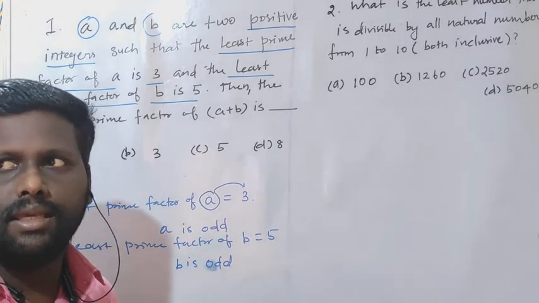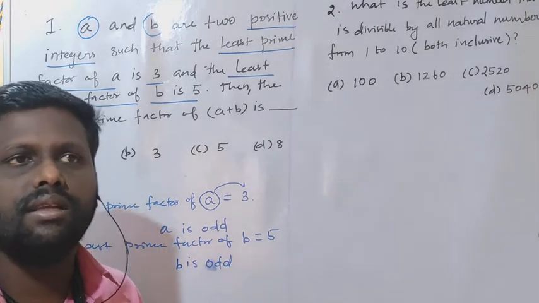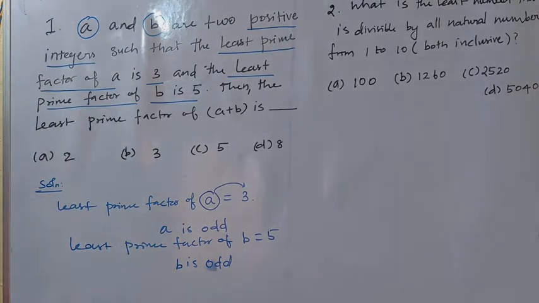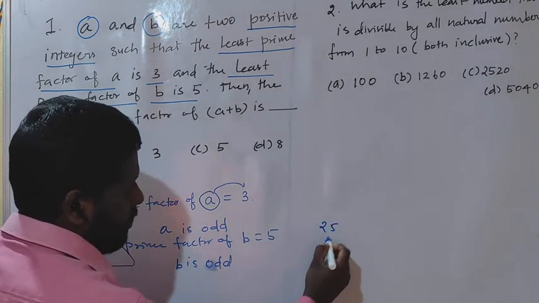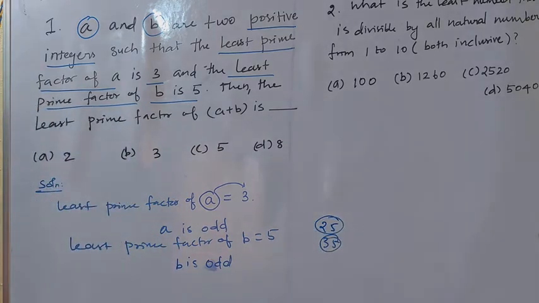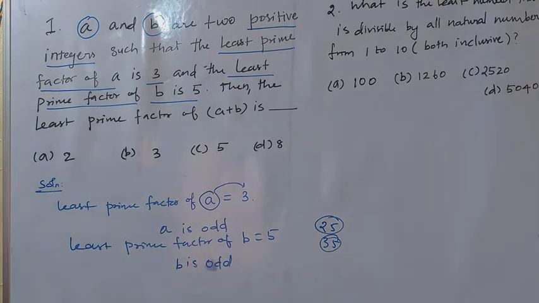Okay, then like that you can take 35, right? The prime factors of 35 are 5 into 7, so the least prime factor is 5. For example, 25 and 35: 25 is an odd number, 35 is an odd number. So any number whose least prime factor is 5 will definitely be an odd number, no doubt at all.